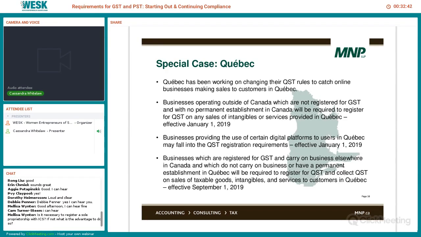Revenue Quebec is working on changing their QST rules right now. Essentially, they want to target electronic commerce. And so previously, businesses in Canada which were registered for GST and were not carrying on a business in Quebec, nor did they have a permanent establishment, were not required to be registered. Now, if they reach that $30,000 sales threshold, they will be required to be registered for QST in Quebec on the sales of any taxable goods, intangibles, and services to customers. So if you have customers in Quebec, you'll want to make sure that you're familiar with these new rules.